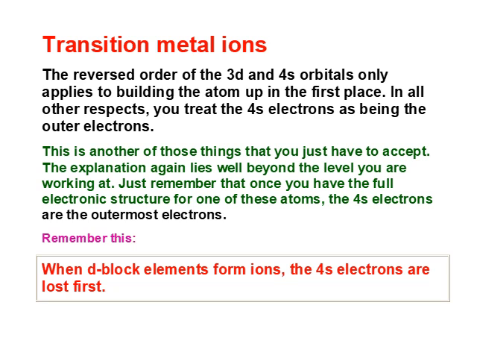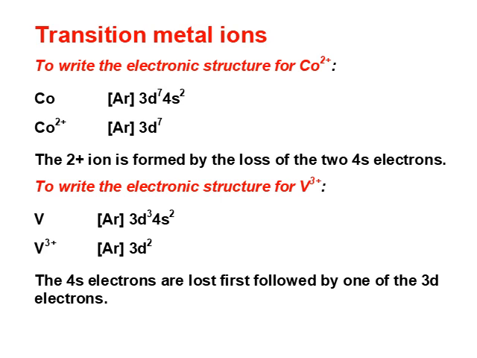When d block elements form ions, the 4s electrons are lost first. To write the electronic structure of Co2+, you can see cobalt in the ground state has the electronic configuration argon 3d7 4s2. When it forms Co2+, it is argon 3d7. The 2+ ion is formed by the loss of the two 4s electrons.